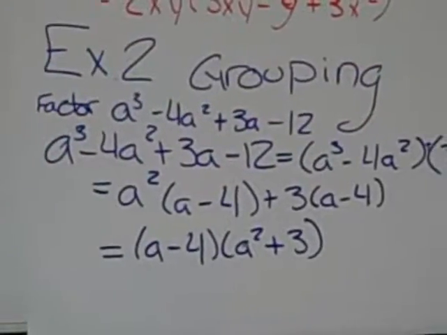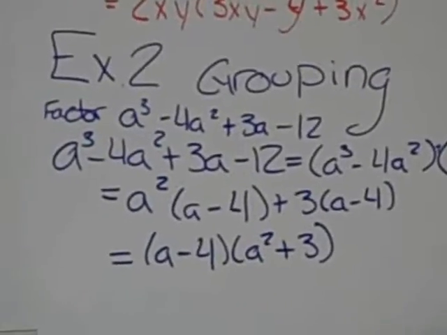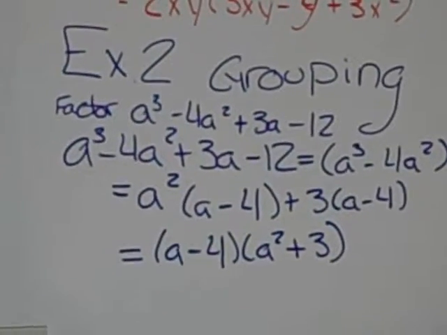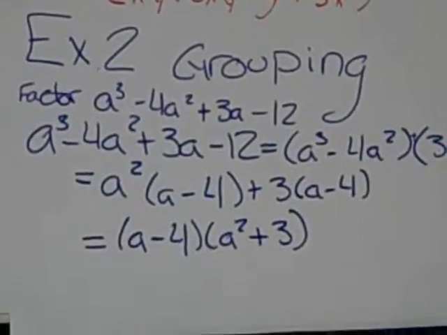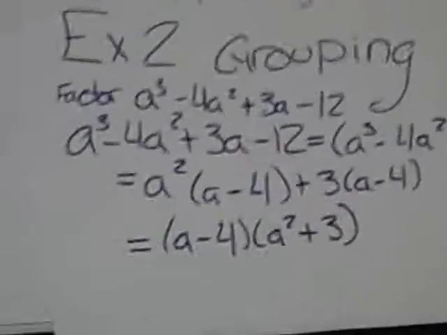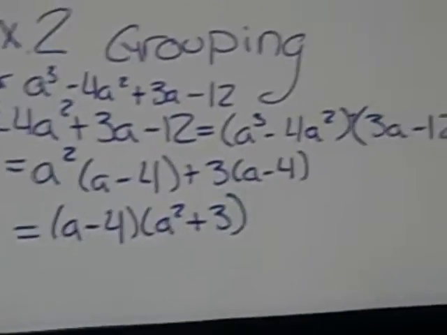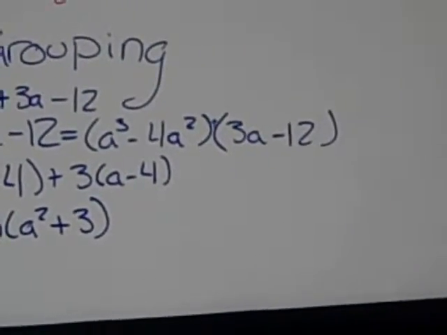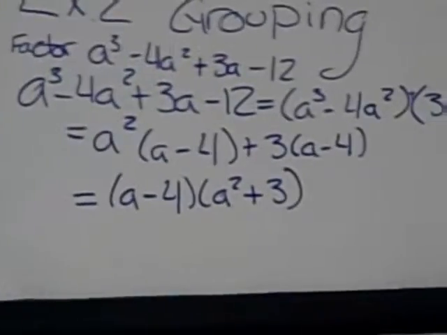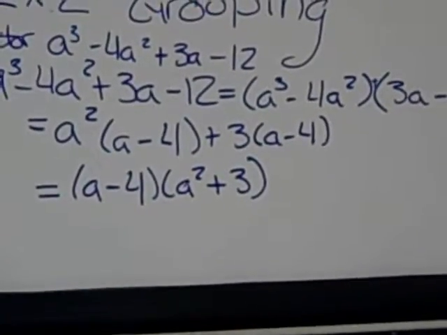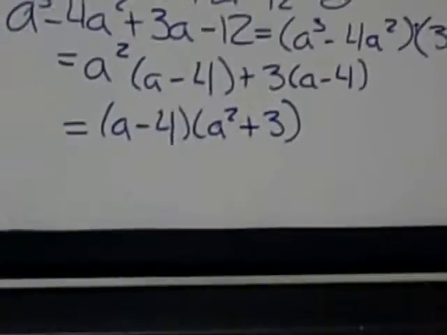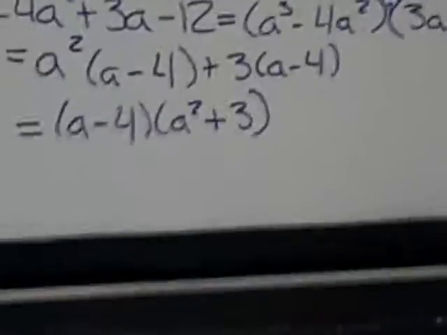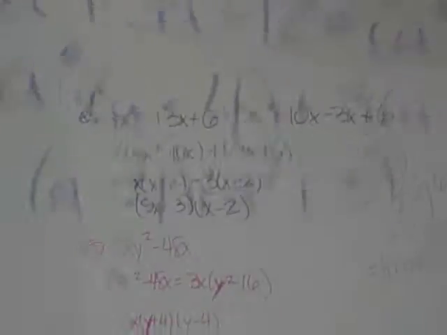Example 2, grouping. You're going to factor a to the third minus 4a squared plus 3a minus 12. You're going to group the like factors, and you're going to just come out with a to the third minus 4a squared plus 3a minus 12. You're going to pull out the like terms, giving you a squared times a minus 4 plus 3 times a minus 4. Next, you're going to put a squared plus 3 into parentheses and a minus 4 into parentheses.